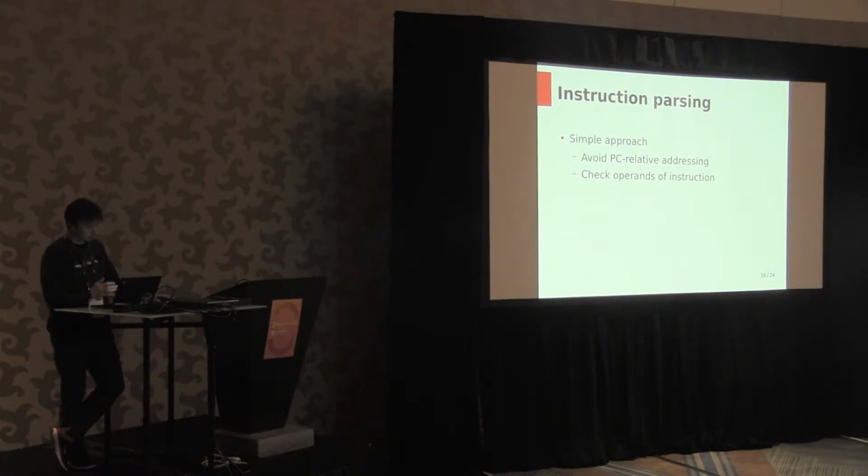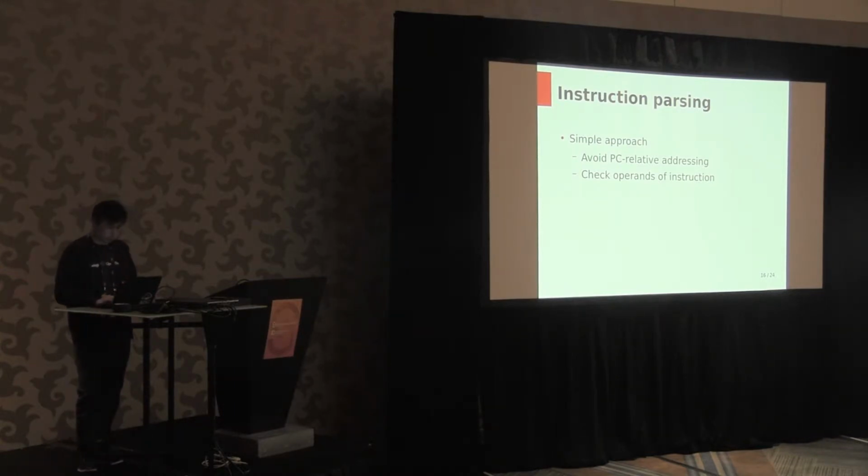And to check the PC relative addressing, it just checks the operands of each instruction, and whether it has some form of branch or jump instructions with some offset. It's usually added to the PC, or it references a memory address by using the base address of the PC register. So in that case, they are rejected during the instruction parsing phase.